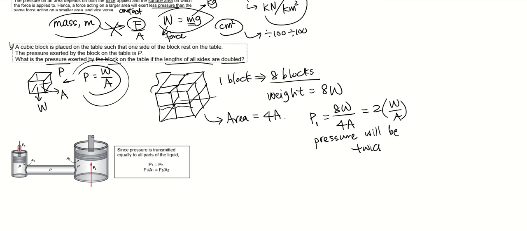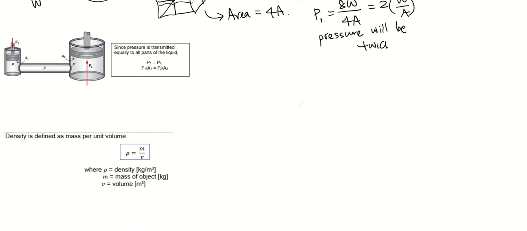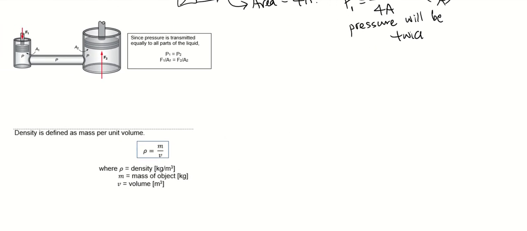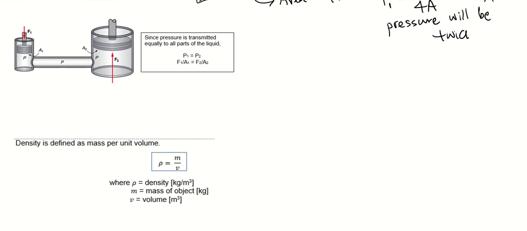Okay, so this part is about the contact pressure. Let's move on. How is pressure being used in our daily life? So this is a hydraulic press. A hydraulic press works by the principle that pressure is transmitted equally to all parts of the liquid. So over here I have a contact area A1 and contact area A2. Alright, so there will be a force of F2 and a force of F1.